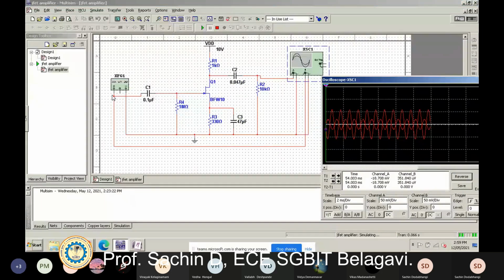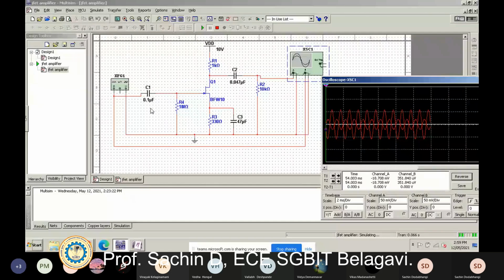If it is for BJT, it's a common emitter amplifier, or a common source amplifier for JFET and MOSFET. Source is common to both input and output. So it is common emitter in case of BJT and common source in case of JFET and MOSFET, and the input to output voltage has a 180-degree phase shift.